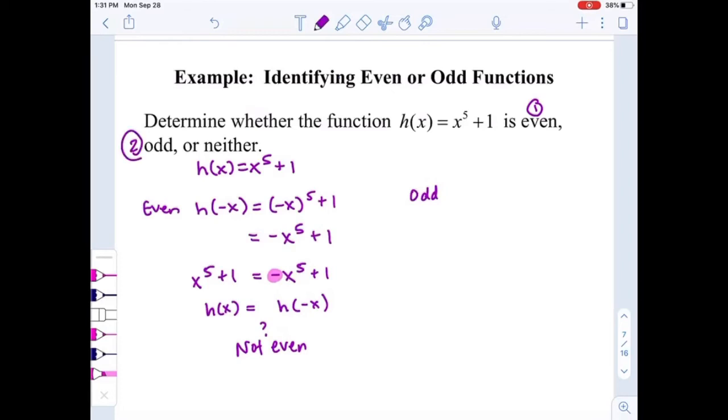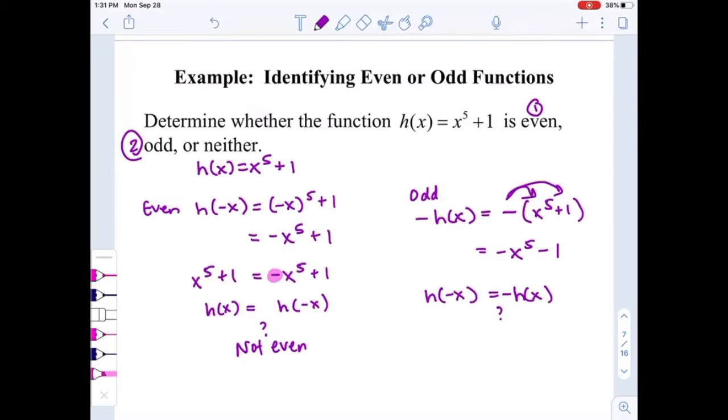Step number 2. If it's odd, that means that we need to check the opposite of the function h of x. So that means we're going to take the opposite of x to the fifth plus 1, which means we have negative x to the fifth and a minus 1 if we distribute that out. Well, does h of negative x equal the opposite of h of x?